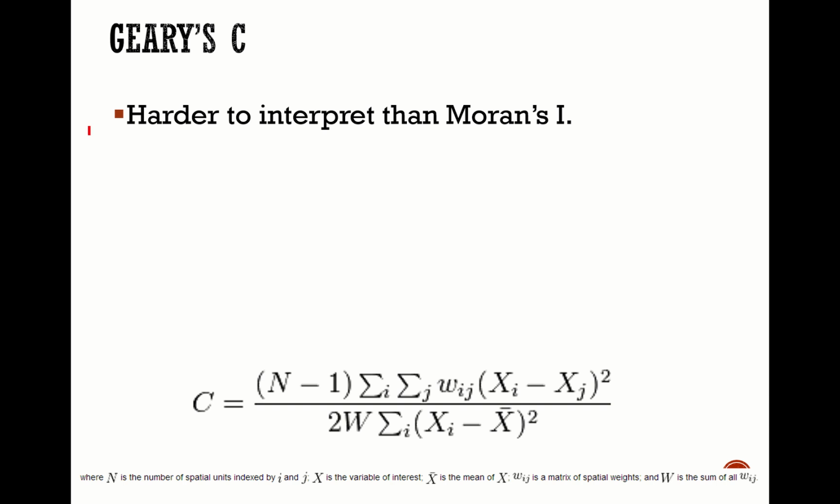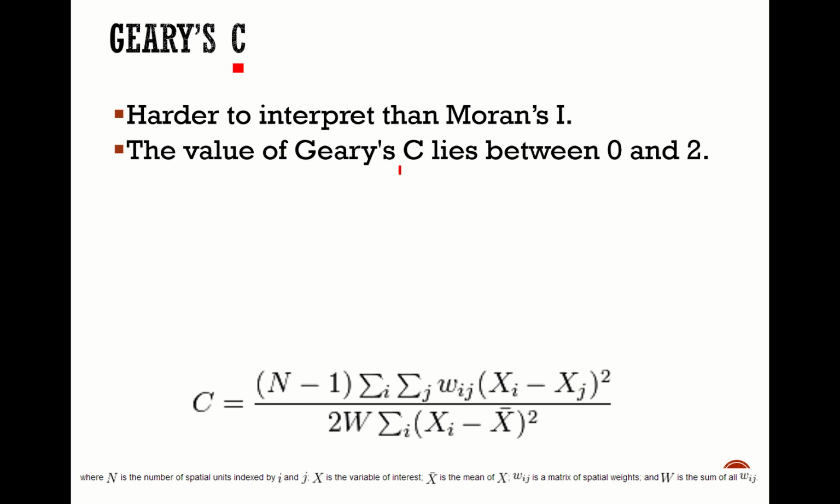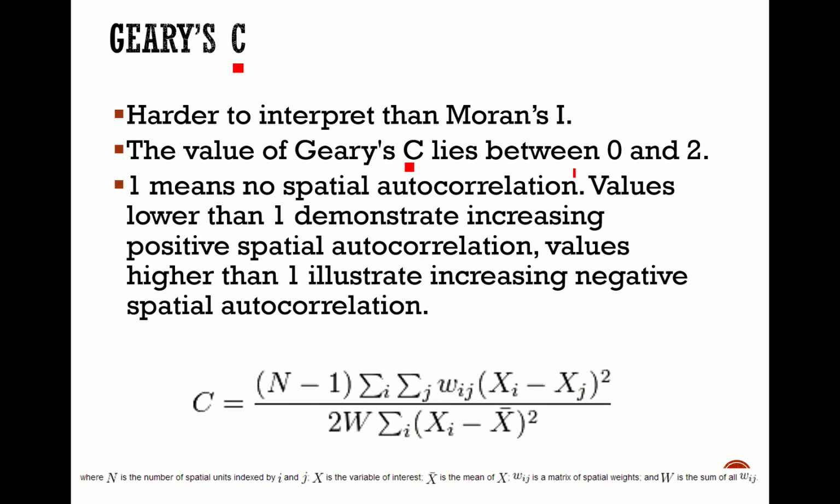One disadvantage to Geary's C is that it's often harder to interpret than Moran's I. One good thing about Moran's I is that if you have a positive value, you have positive autocorrelation. If you have a negative Moran's I value, you have negative autocorrelation. The C statistic is a little less straightforward, but a value of Geary's C is between 0 and 2, right?